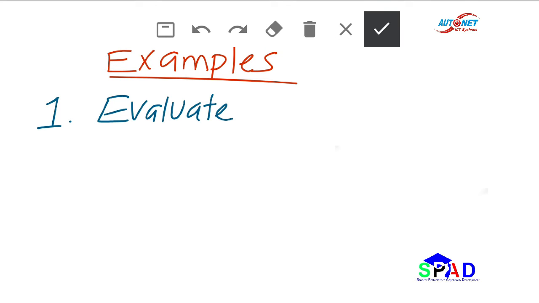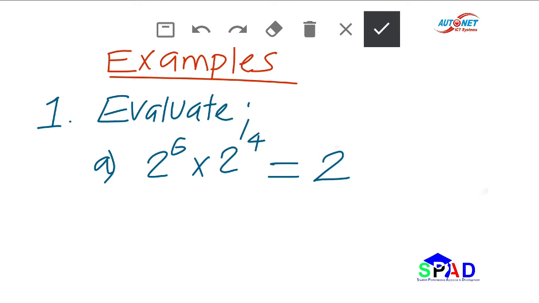So we're supposed to evaluate the following. Number A, 2 to power 6 times 2 to power 4. In this case, we have seen that when the bases are common and we are multiplying, you just pick one of the bases. So that is going to be 2, and then you add the powers. So that is going to be 6 plus 4, and that is 2 to power 10. All right.